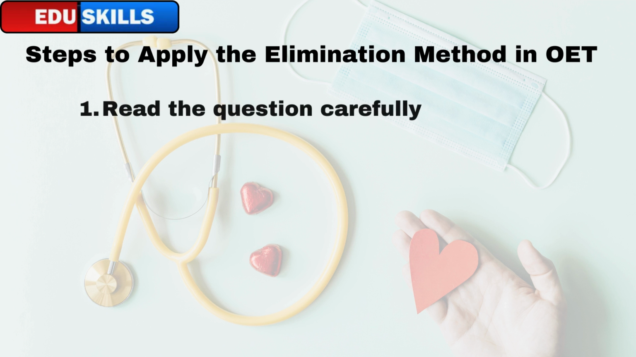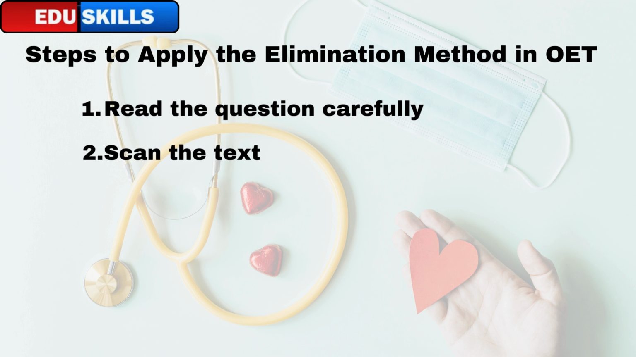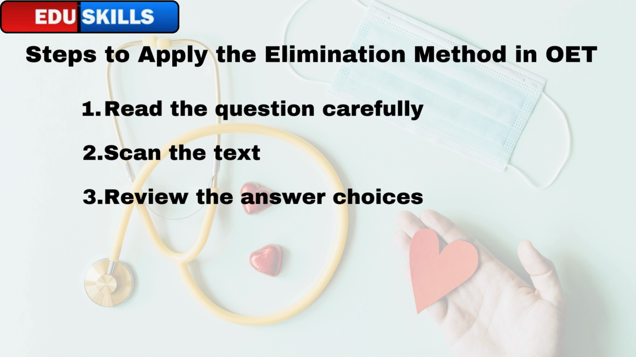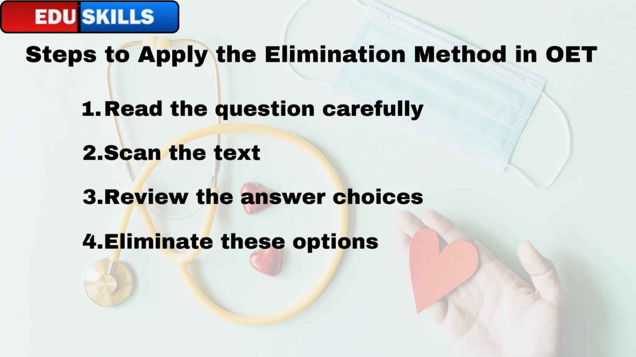Step 1, read the question carefully. Understand what's being asked and what information you need to find in the text. Step 2, scan the text, locate the relevant information quickly. Step 3, review the answer choices, look for options that are clearly incorrect based on the text, unsupported by the text, logically inconsistent, repetitive, or contain similar ideas. Step 4, eliminate these options, mark them off or cross them out.